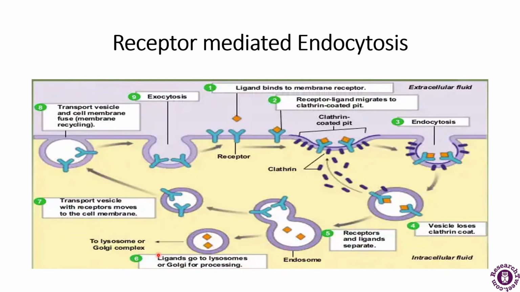After they separate, the ligands go to the lysosomes or Golgi for processing, and the receptors go in a transport vesicle to the cell membrane. When this transport vesicle moves to the cell membrane, they fuse. So here a fusion takes place, and after that there will be an exocytosis process. So this is how endocytosis and exocytosis go on in a cell.